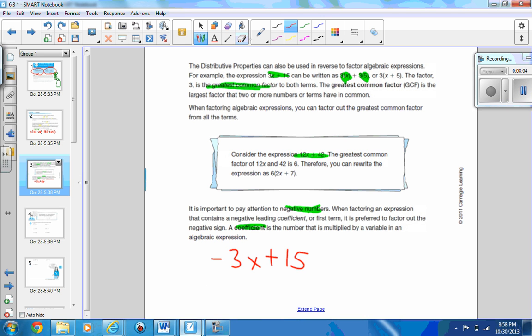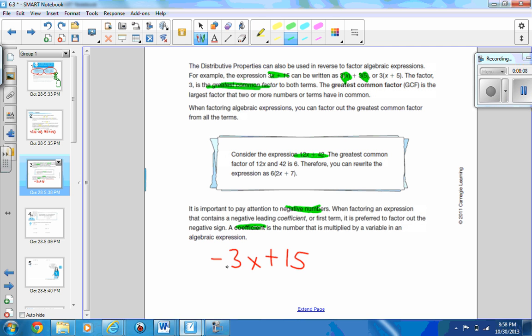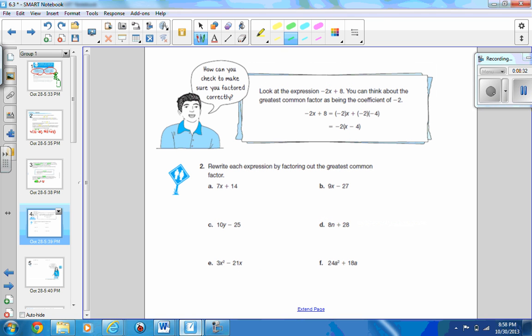And they also talk about here, what is a coefficient? A coefficient is the number that's multiplied by the variable. So remember, we said if two numbers are right next to each other and they're in parentheses, that means multiply. But whenever you have a variable right next to a number like this, that's multiplying. And that number in front of that variable is called your coefficient.